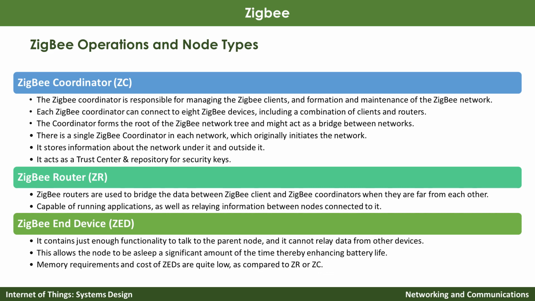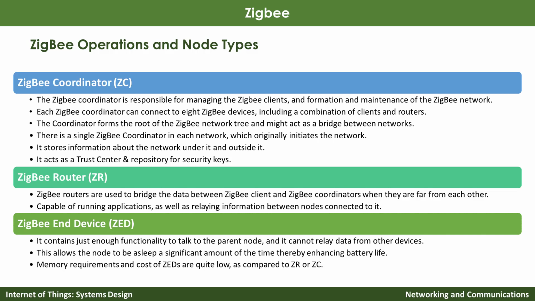Zigbee has 3 different nodes which operate in 3 different ways. You have the Zigbee coordinator, Zigbee router, and Zigbee end device when it comes to the Zigbee network. The simplest node is the Zigbee end device, which has basic functionality to talk to the parent node. It cannot relay any data. It will sleep most of the time to save the battery, and it will be sending data to the parent node as instructed. Memory requirement and the cost is quite low compared to the Zigbee router and the Zigbee coordinator.